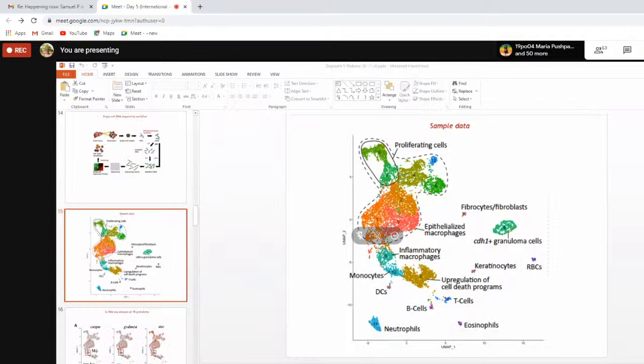So the final data will look like this, where individual cell types colored differently can be identified and grouped together based on their mRNA profile, like macrophages, monocytes, neutrophils, etc. And you can select your cell types of interest, in my case neutrophils and inflammatory macrophages, and can further look for cell death associated mRNA transcript expression in these cell types. Next slide, sir.